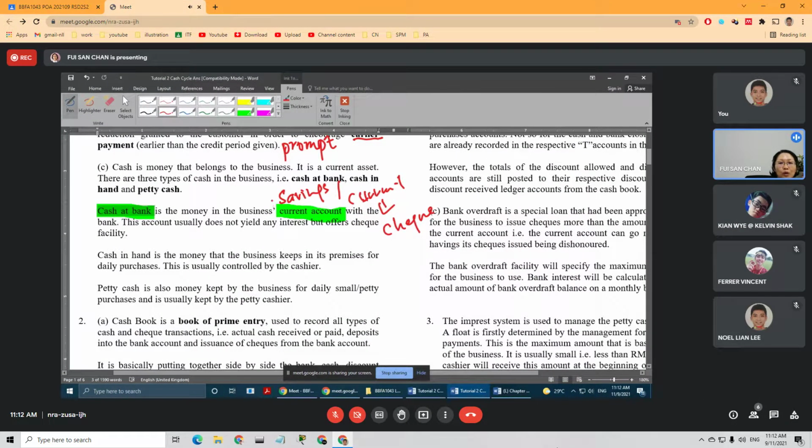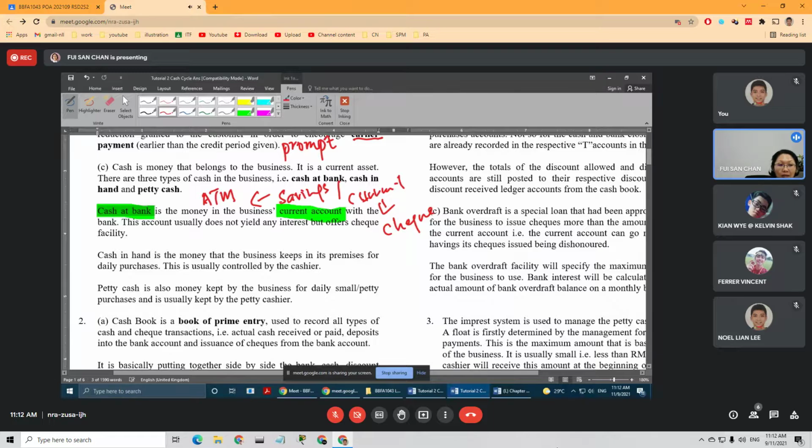So how do you withdraw your money if you actually have a savings account? Anyone? Can you answer? ATM. Yes, very good. You use ATM, right?